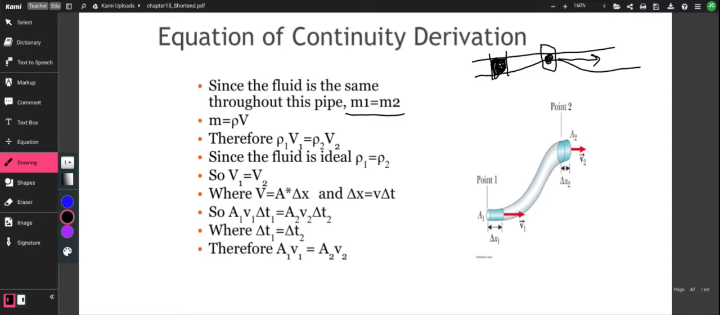Since the fluid is ideal, the densities are the same. We're not seeing a change in density. And so this simplifies down. Rho 1 and rho 2 would cancel each other out. And so this simplifies itself down to volume 1 has to equal volume 2.